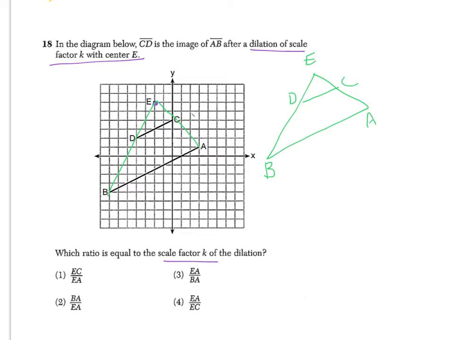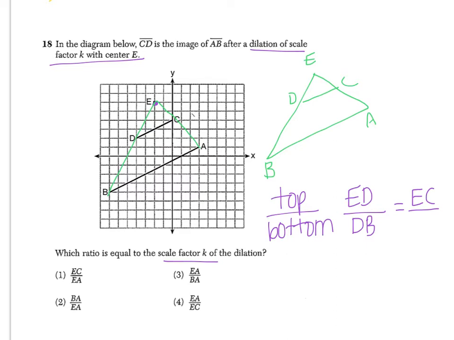So let's start by thinking, say, top over bottom. It's the top of the triangle over the bottom of the triangle. So something like ED over DB. Well, that's not a choice, so let me try the other side. The top of the triangle, EC, over the bottom of the triangle, CA. EC over CA. That's not a choice either.